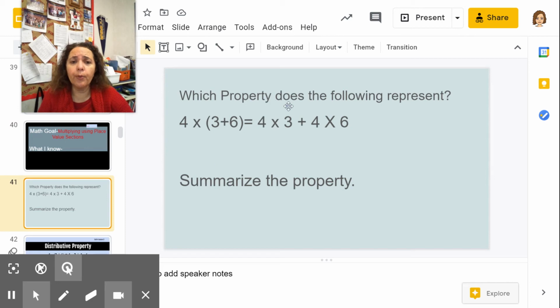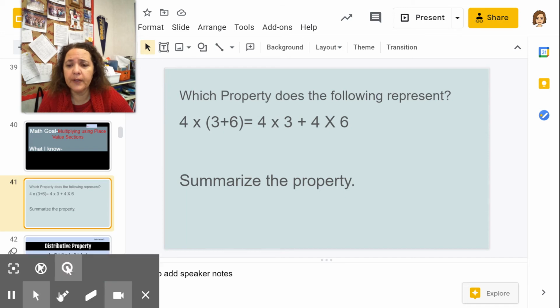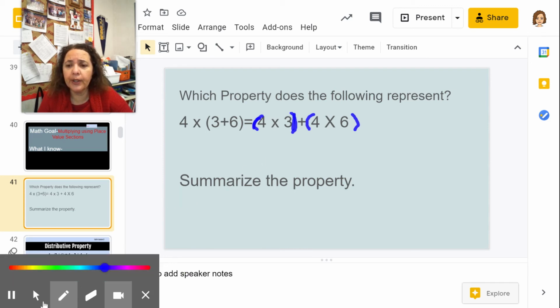Okay, so which property does the following represent? I have 4 times (3 plus 6), and I can break that apart into a 4 times 3 plus a 4 times 6, and I forgot to put my parentheses here, so this should have parentheses here and then parentheses there. Let me make that a little bit better. Okay, so what property is that? Do you remember what property it is? If you remember it, write it down in your math notebook, then come back to me.